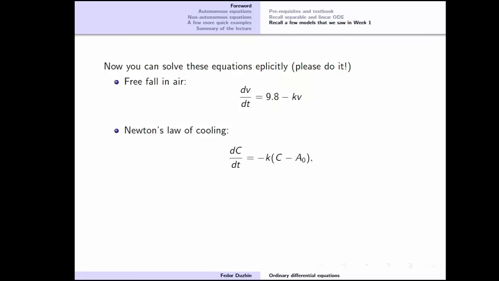Remember that Newton's law of cooling is when you have a cup of hot coffee, and it is cooling down. So A0 is the ambient temperature. C is the temperature of the coffee. And then as time goes by, the rate of change is proportional to the difference of the temperature.